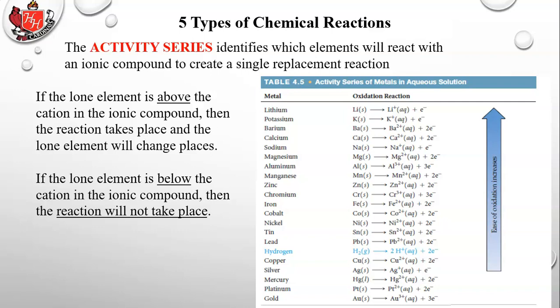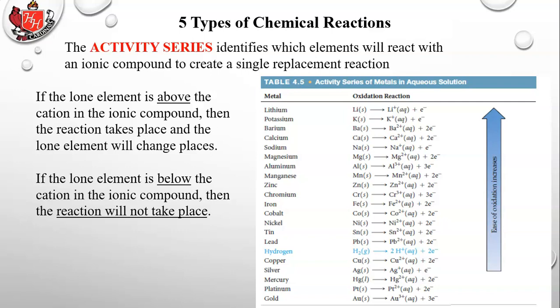So what that means, for example, if you look at iron, which is about halfway down the list, it could take an electron away from lithium in a single replacement reaction, lithium being up at the very top. But it can't happen the other way around. Lithium is too weak to take any electrons away from iron. So the electrons can flow from lithium to iron, but they can't flow from iron to lithium because lithium's not strong enough. Iron is stronger than lithium.